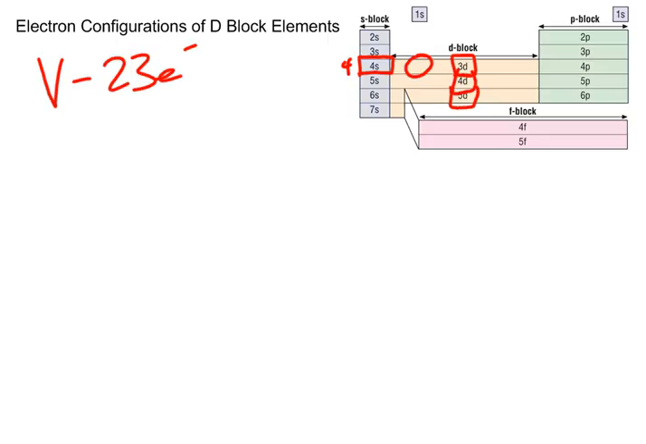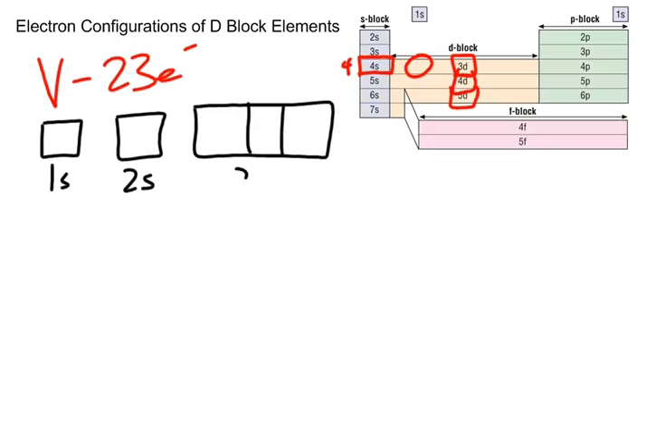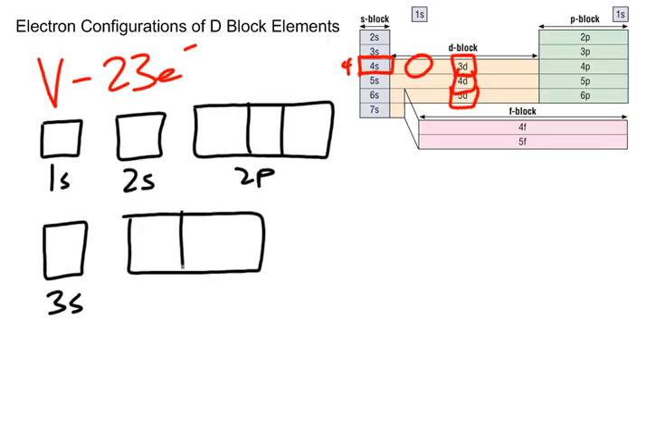So, I'm going to start off with my 1s, and then my 2s, and then my 2p. Then I'm going to go 3s. Now, here we go, 3p. Now, you think, oh, I'm in the third energy level, so I would go 3d next. But if you follow the order of the periodic table, 4s will actually come before 3d. So I'm going to go 4s, and then I'm going to go 3d.